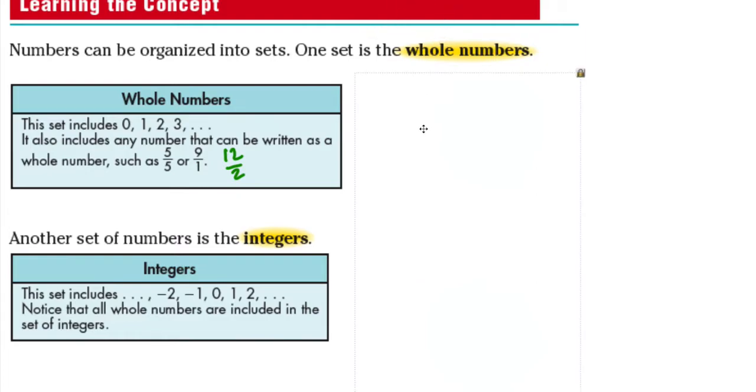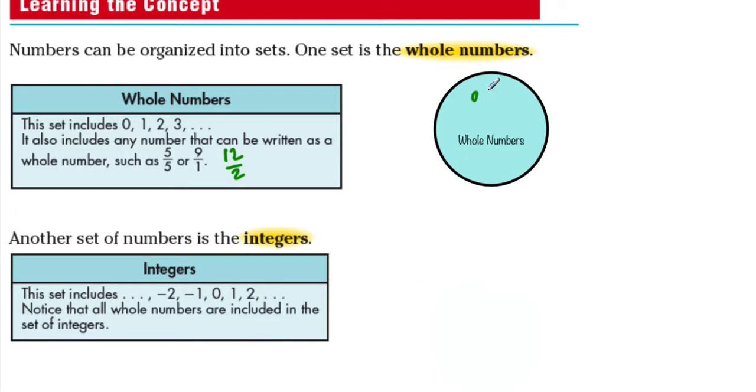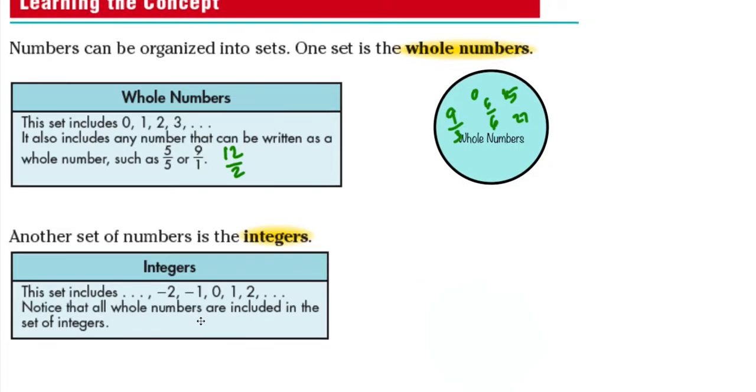So those are all whole numbers. This is our set of whole numbers. It includes numbers such as 0, 6 over 6, 15, 27, and 9 over 3. Another set of numbers is what we call the set of integers. The set of integers includes -2, -1, 0, 1, 2. Notice that all whole numbers are included in the set of integers.